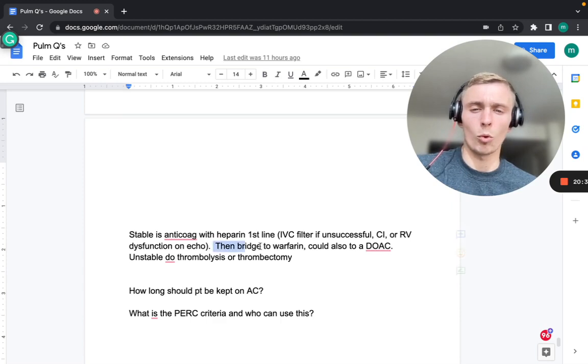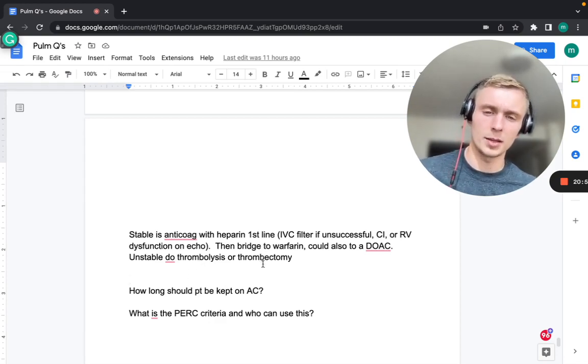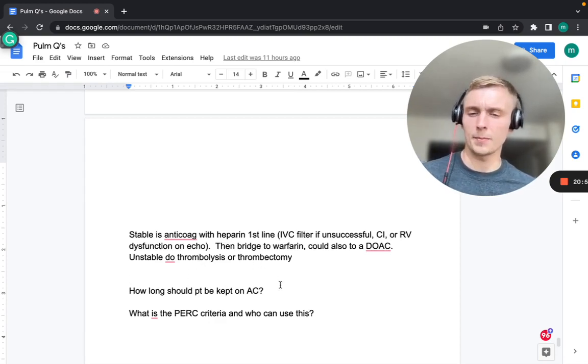Then you want to bridge them to warfarin for the long term, and you need to know how long they should be kept on this. But if they are unstable, you can do thrombolysis or thrombectomy to automatically break down the clot or remove that clot. And thrombolysis comes first before thrombectomy. If they can't do thrombolysis because of a contraindication, then thrombectomy or thromboembolectomy.